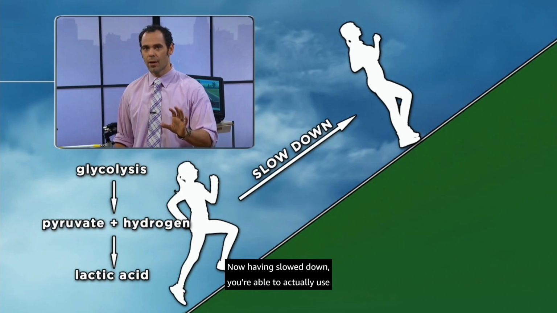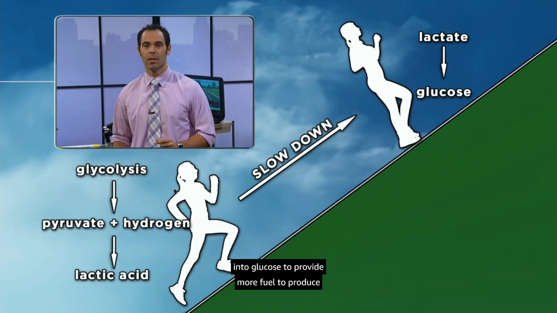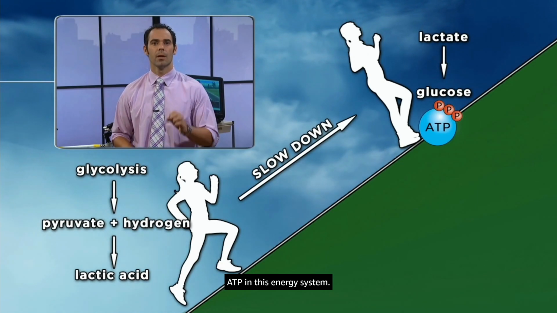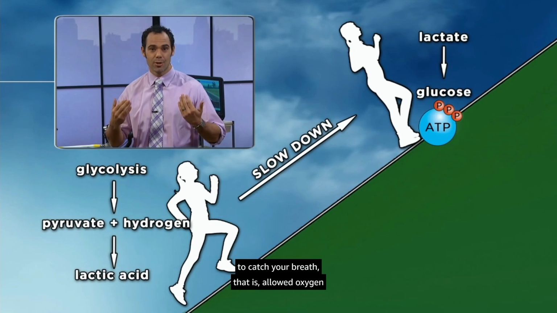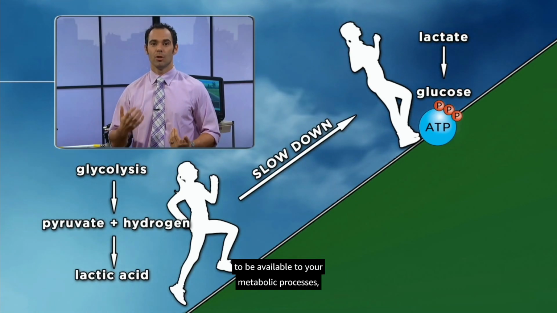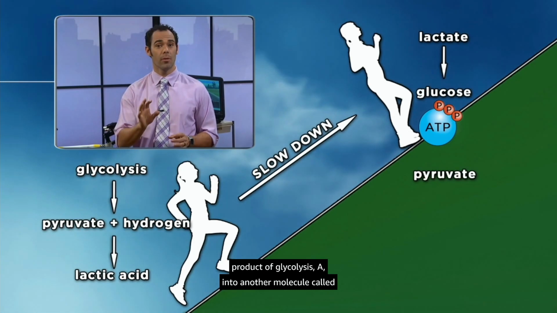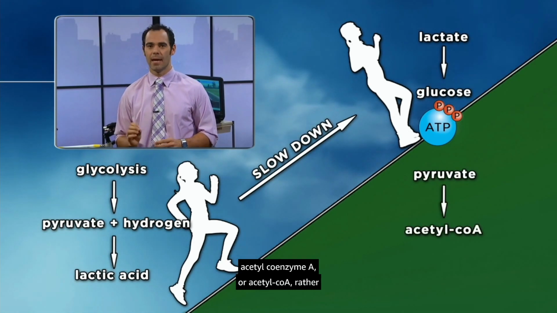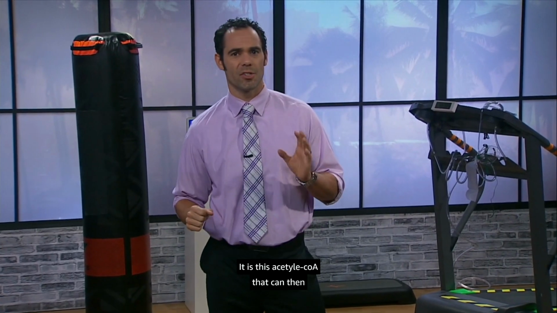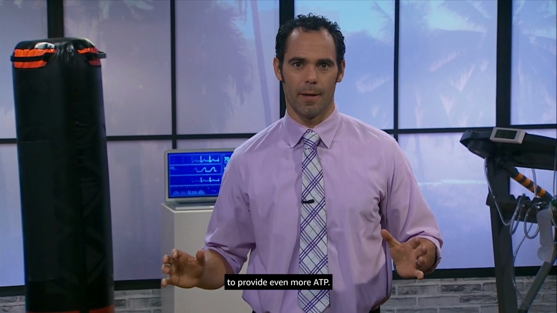Now, having slowed down, you're able to actually use that buildup of lactate by transforming it back into glucose to provide more fuel to produce ATP in this energy system. Because you slowed down and allowed yourself to catch your breath, that is, allowed oxygen to be available to your metabolic processes, you begin again to transform pyruvate, the end product of glycolysis, into another molecule called acetyl coenzyme A, or acetyl-CoA, rather than forming lactate. It is this acetyl-CoA that can then move into the third energy system to provide even more ATP.